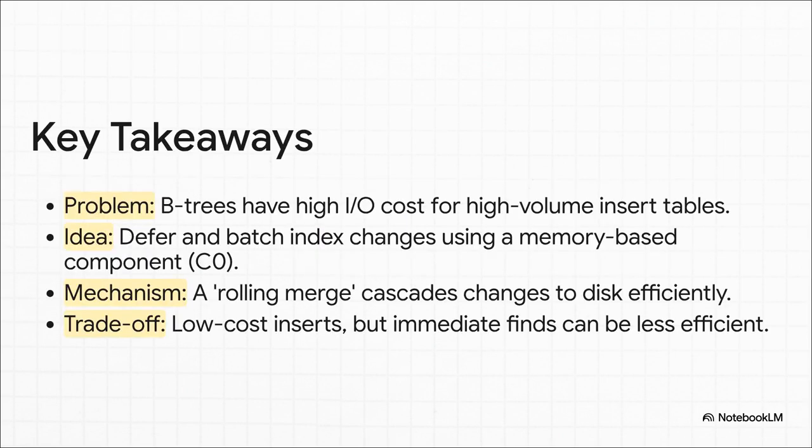All right, let's sum it all up. The LSM-Tree sees the problem of expensive writes and solves it by cleverly deferring work into an in-memory inbox. Then it uses a rolling merge to batch those updates efficiently, all while accepting the trade-off of slightly slower reads.